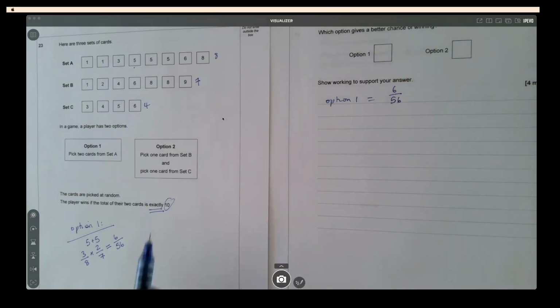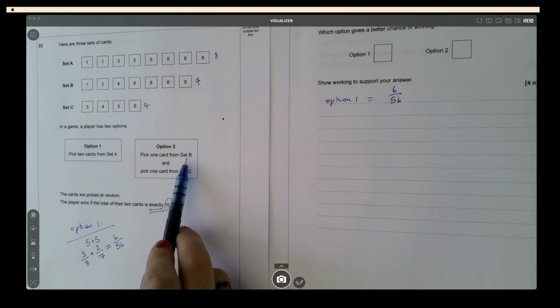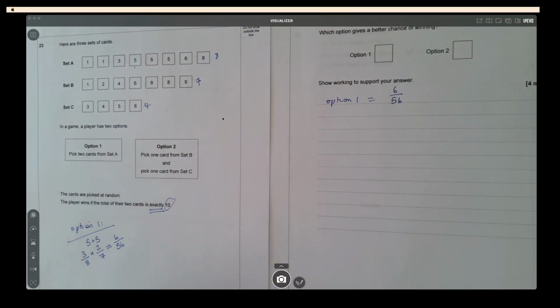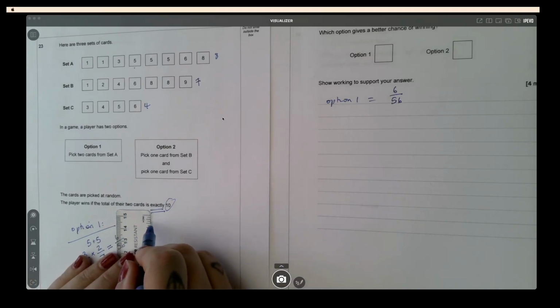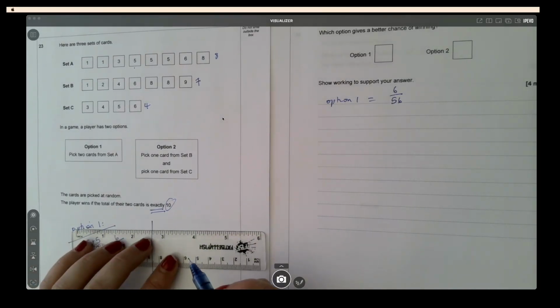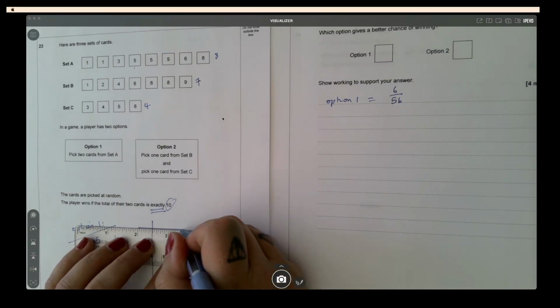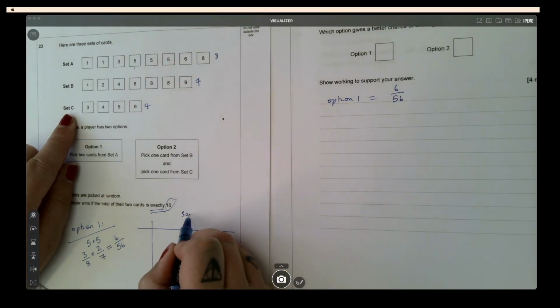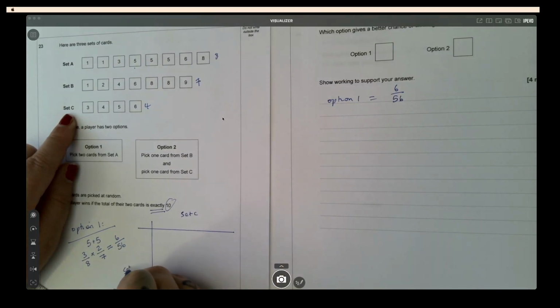Okay. Option 2 is that they pick 1 from set B and 1 from set C. So we need to figure out how many of those combinations would give us a total of exactly 10. So what I'm going to do for this is sort it into a bit of a sample space diagram. So here we've got set C, and then here we'll have set B.